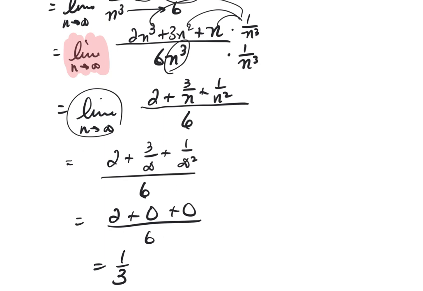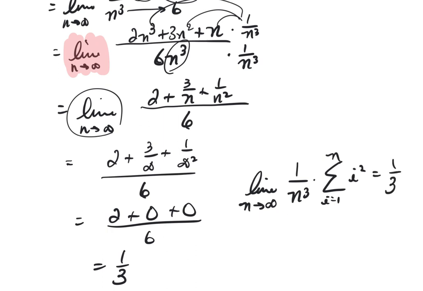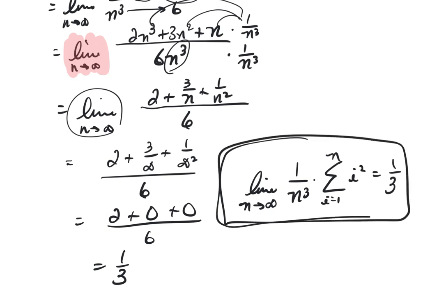And once again, what I need you to have down is that the limit as n approaches infinity of 1 over n to the third times the summation from i equals 1 to n of a variable squared is going to be 1/3. Right? That's the limit summation that we're going to be using multiple times.